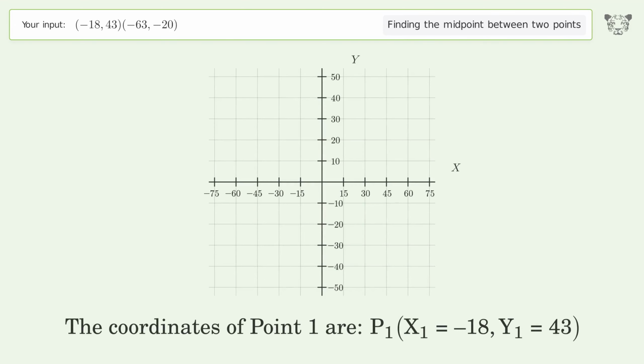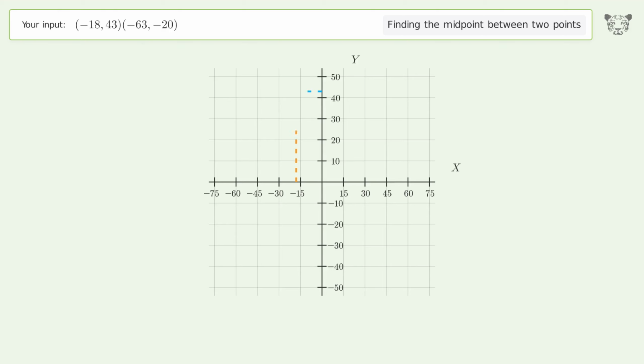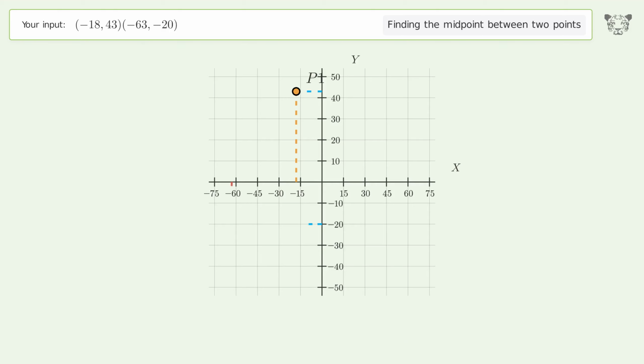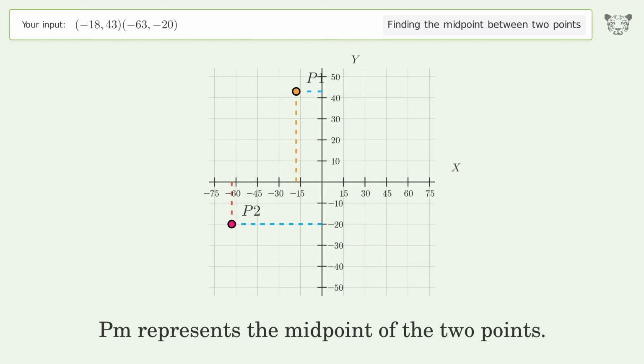The coordinates of point 1 are, x1 equals negative 18, y1 equals 43. The coordinates of point 2 are, x2 equals negative 63, y2 equals negative 20. PM represents the midpoint of the 2 points.